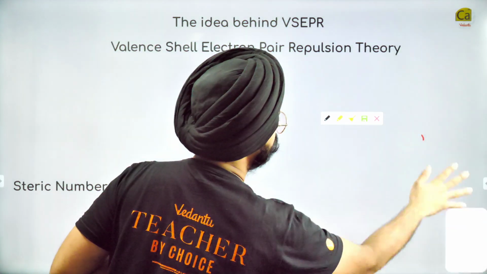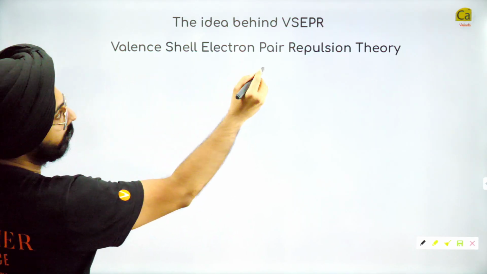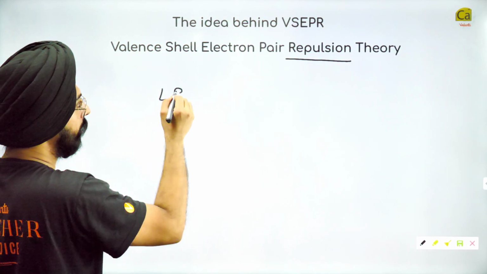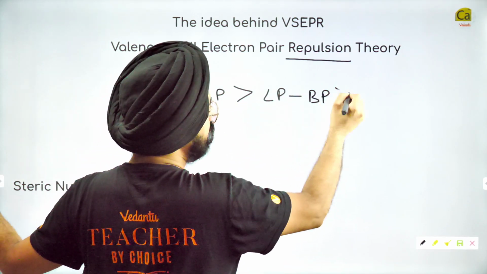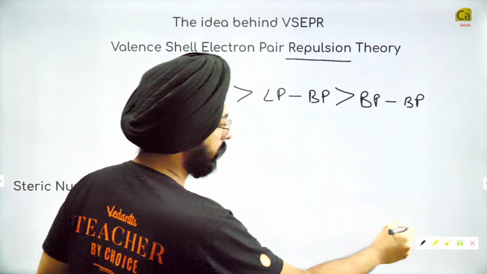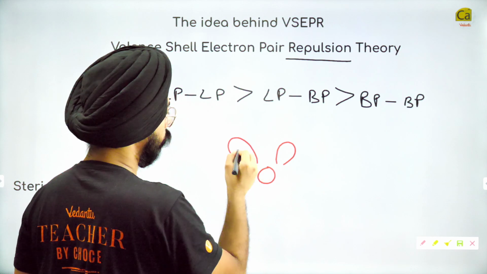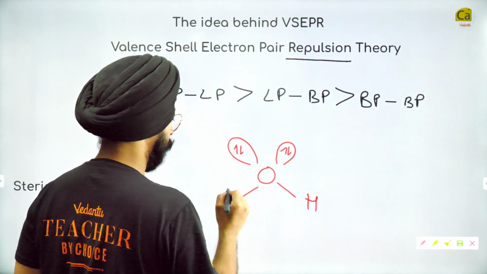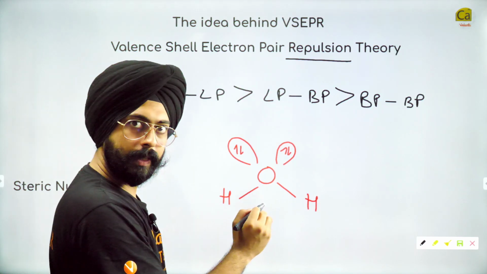The theory behind valence shell electron pair repulsion is something like this. It says that the repulsions, focus on the word repulsions, between lone pair and lone pair are more than lone pair and bond pair repulsion, which is more than bond pair repulsion. What does this mean? Let me take the example of water once again. Water, you have 2 lone pairs which I'll draw like this, Mickey Mouse ears. ठीक है, यहाँ पे हाइड्रोजन, यहाँ पे आ गया हाइड्रोजन. My dear friends, these two are the lone pairs.